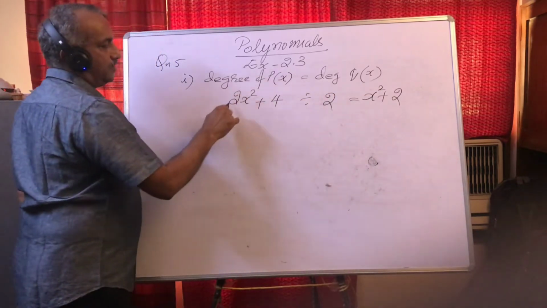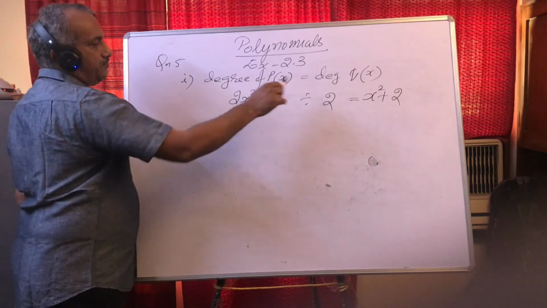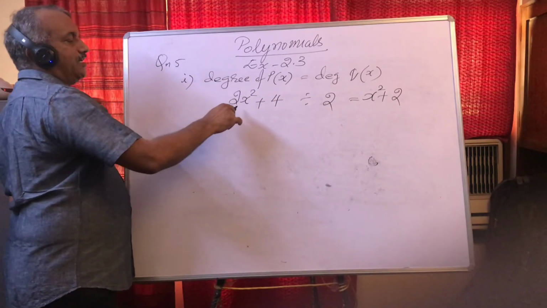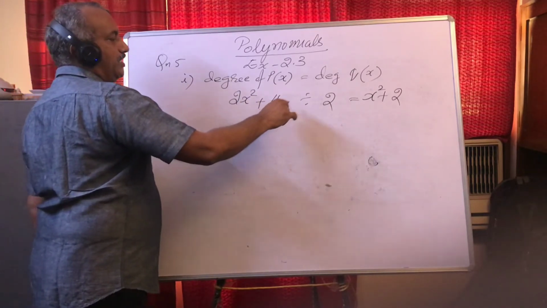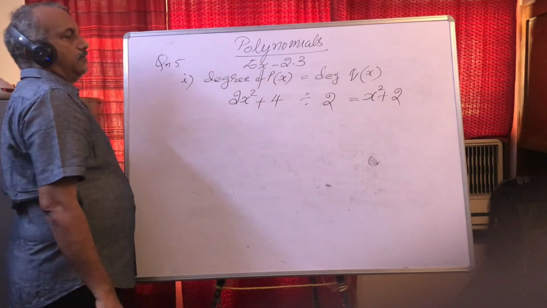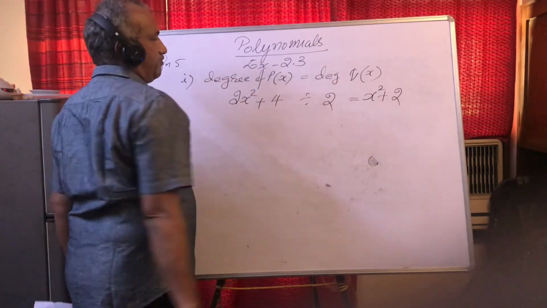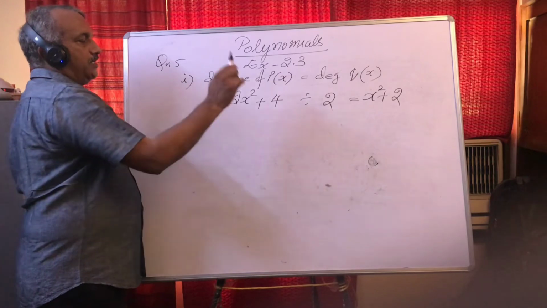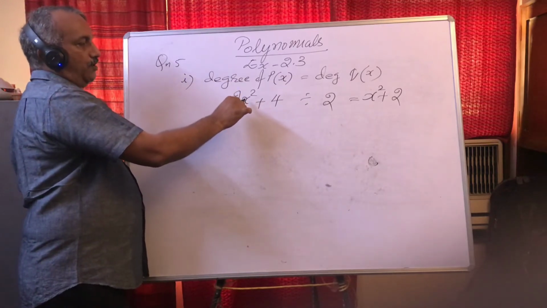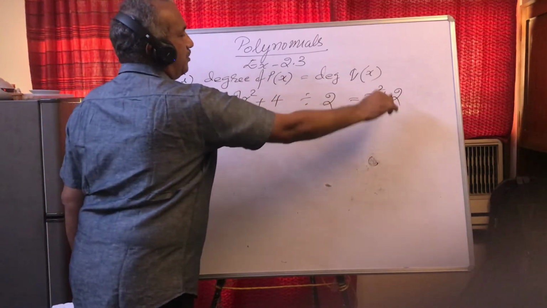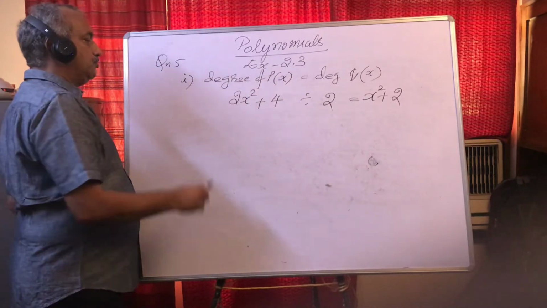Directly I cancelled; in each term I divided by 2. Here 2 will get cancelled, leaving x square. Here 4 and 2 will get cancelled, leaving plus 2. So we are getting quotient x square plus 2, remainder 0, and the condition is satisfied. The degree of p of x and the degree of q of x are both 2 only.